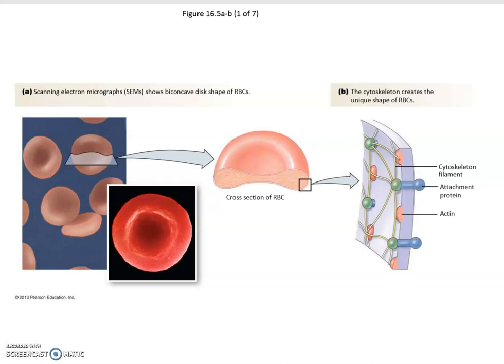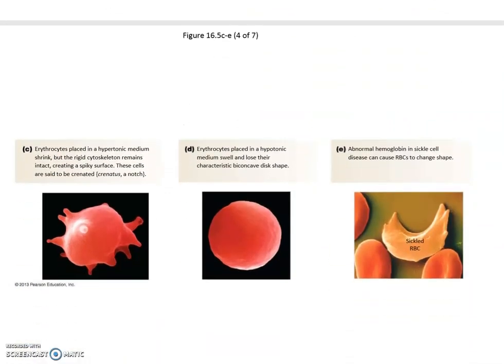Sometimes people study red blood cells because it's sort of a simplified cell surface right here, and people like to study the cytoskeleton, these connections right here with the cytoskeleton. That's kind of interesting here.